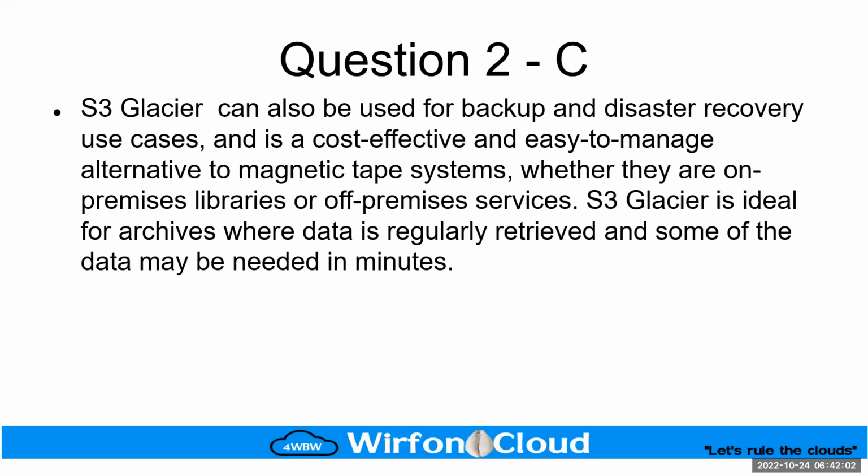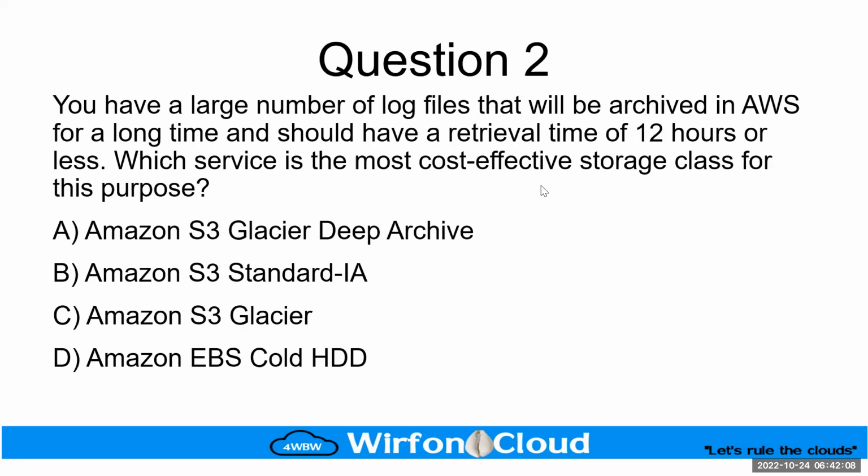The answer is C. I think the most important thing here is to see this retrieval time of 12 hours. That's what is important. For each of these storage classes, what distinguishes Glacier Deep Archive and Glacier is the retrieval time.